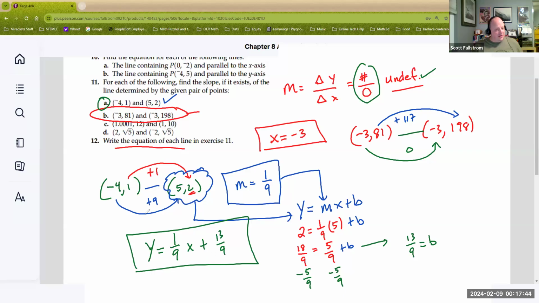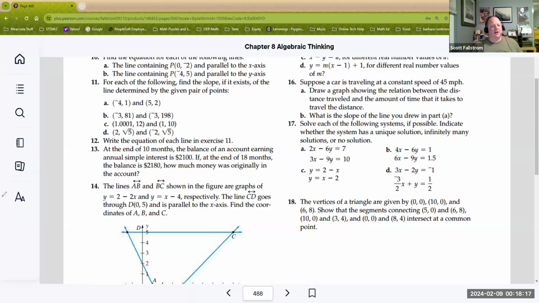If you'd like to check it, you can by plugging in the values of x and y and making sure that the statement is true. If you plug in -4 for x, that gives you -4/9. When you add 13/9, takes away 4, and it gives you 9 over 9, which is the number 1. So that works. If you plug in 5 down here, you get 5/9 plus 13/9 gives me 18/9, which is the number 2. So they both check out. So that's kind of the approach to doing questions 11 and 12.